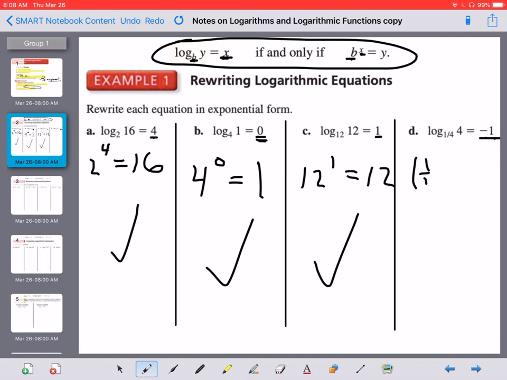And then lastly, 1/4 is the base and -1 is the exponent. That's a -1. Let's erase that. So (1/4) to the -1 equals 4. That works because if we raise 1/4 to a negative exponent, we can flip the numerator and denominator to get 4. So that's how you rewrite logs into exponential form. And now we're going to rewrite exponential form into logs on the next page.